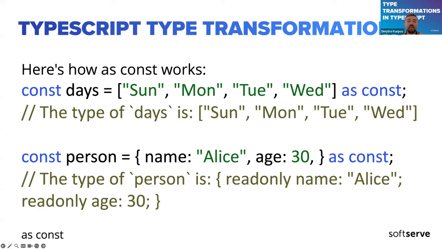There are some examples of using as const, and it's simple as it is. Basically, we are saying that the array of days is const, and what we get on the output is a literal array of values. And if we do the same trick with a person, we get the exact literal values of the person. And just to note, you see the readonly flag applied to each property.